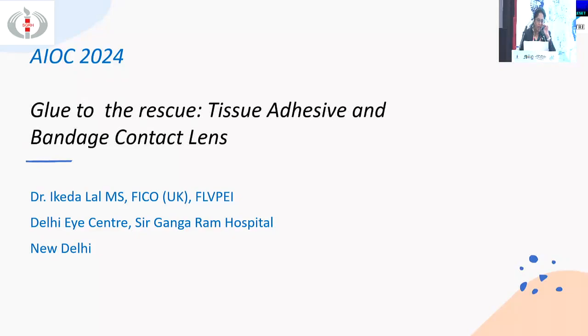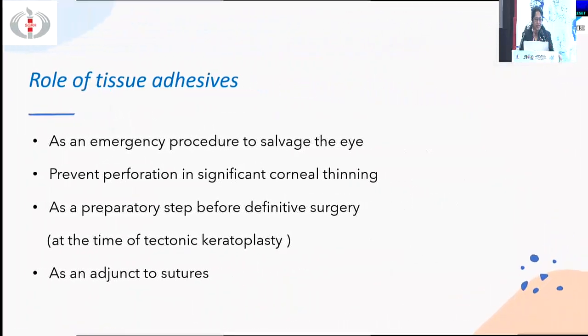So what do we do when we have a patient and there is a lot of corneal thinning in the case of infection, and there's a threatening perforation, or there's actually a perforation? The first technique that I think all of us should know how to do is the use of tissue adhesive and bandage contact lens.